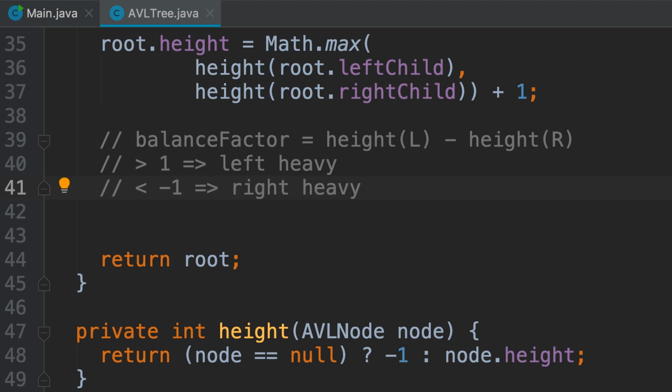So for this exercise, I want you to calculate the balance factor and see if it falls within this range. If it's greater than 1, simply print which node is left heavy. And if the balance factor is less than -1, print which node is right heavy. For now, don't worry about the rotations. We're going to look at them later in this section. So go ahead and spend 5 minutes on this, then come back, see my solution.